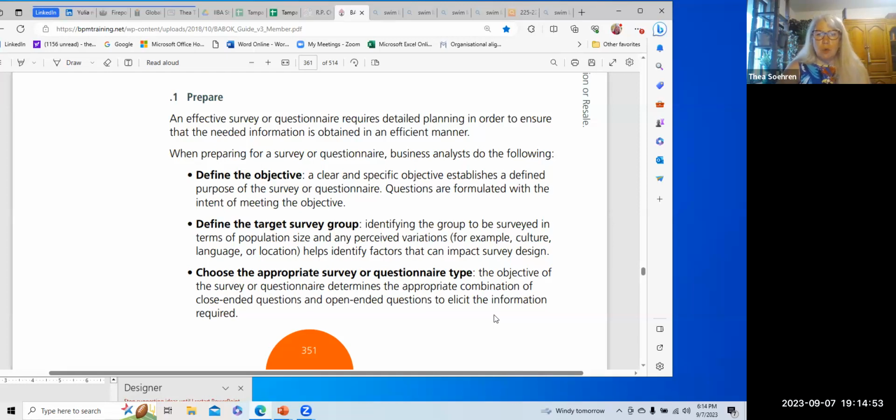Choose the appropriate survey or questionnaire type. This determines the appropriate combination of closed-ended questions and open-ended questions to elicit information required. There is no rule that says they have to all be closed-ended or all be open-ended. You can do a combination, but the more closed-ended questions you ask, the easier it is to quantify. 25% of people hated this one. 47% of the people love this one, and of those, 23% of the people did this thing. So you have ways to make decisions with closed-ended questions a lot more easily.